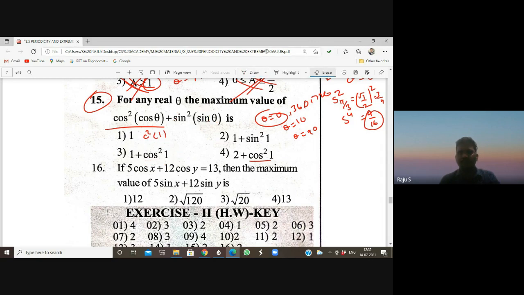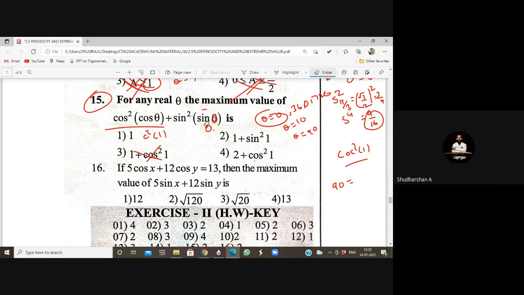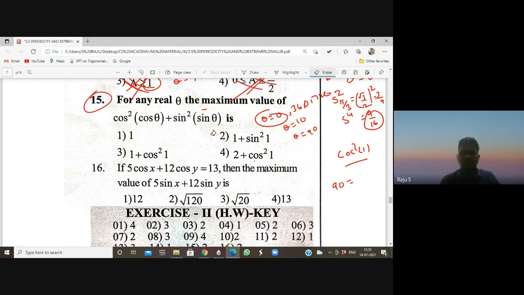When I substitute theta is equal to 0, sine 0 is 0, sine square 0 also 0. Finally, this will be 0. 0 plus cos square 1, cos square 1. So here 1 plus cos square 1 is not possible. If they had given the option only cos square 1, that is absolutely right. But when you take theta is equal to 90, we get only sine square 1. Sir, only sine square? Are you sure?